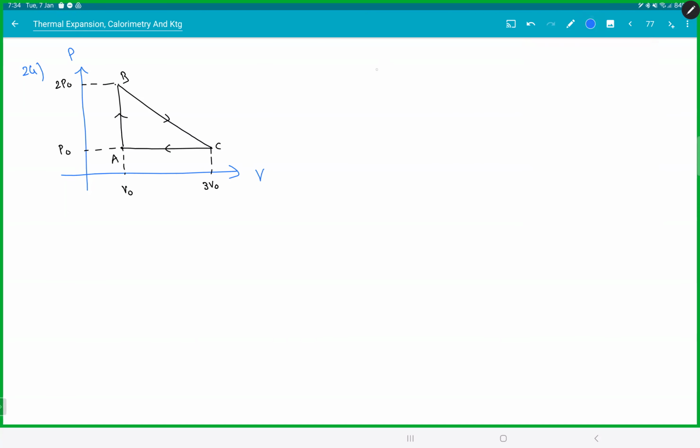Same question. How does temperature vary on BC? Find the maximum temperature in this whole process. I wanted to find the maximum temperature. I don't want to know where. I want the maximum temperature. So when this gas goes from A to B to C to A, at what point you get the maximum temperature? N moles of gas, it's an ideal gas.